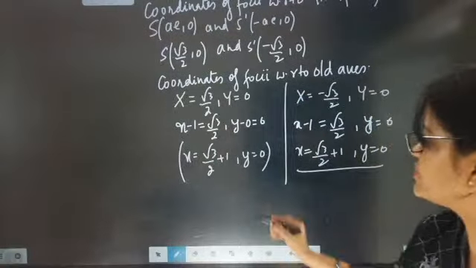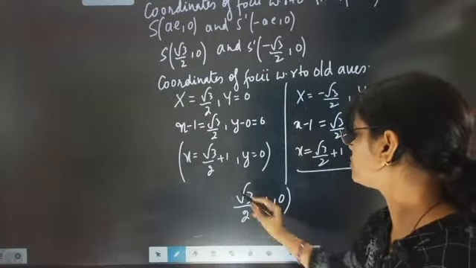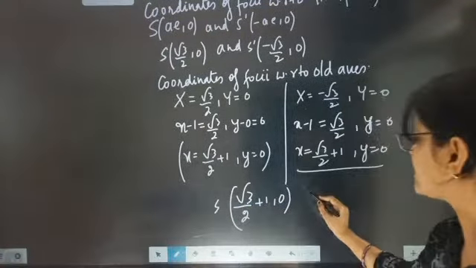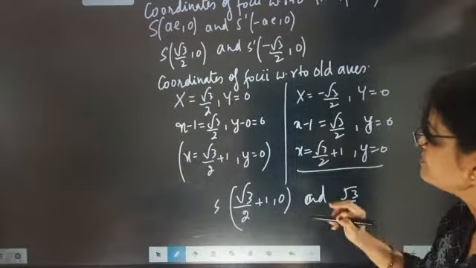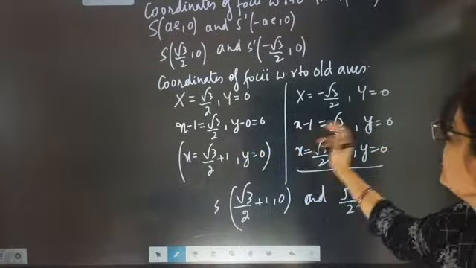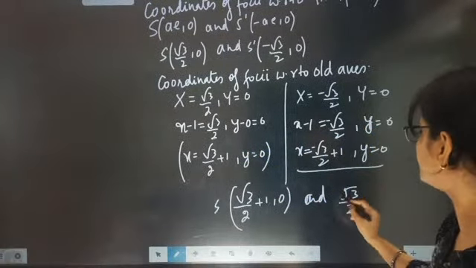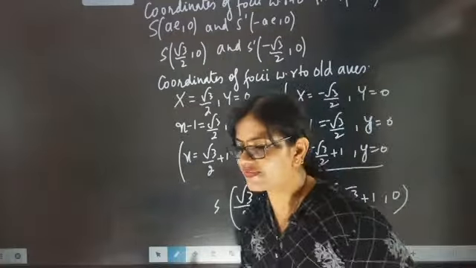Yes Gautam, now it is absolutely correct. So it is going to be root 3 by 2 plus 1 comma 0. So your focus point is exactly coming as root 3 by 2 plus 1, and the first one is minus root 3 by 2 plus 1 comma 0. So these were the vertex and the foci.